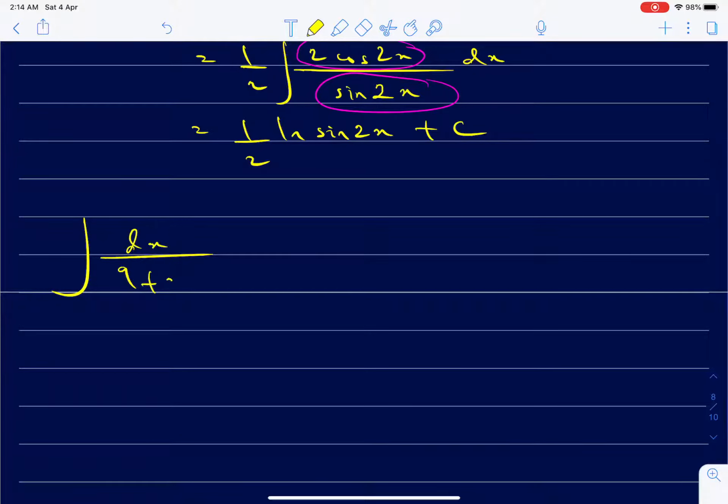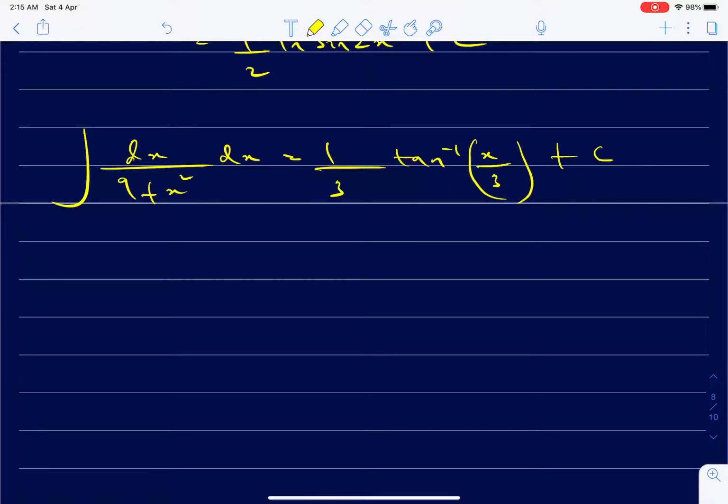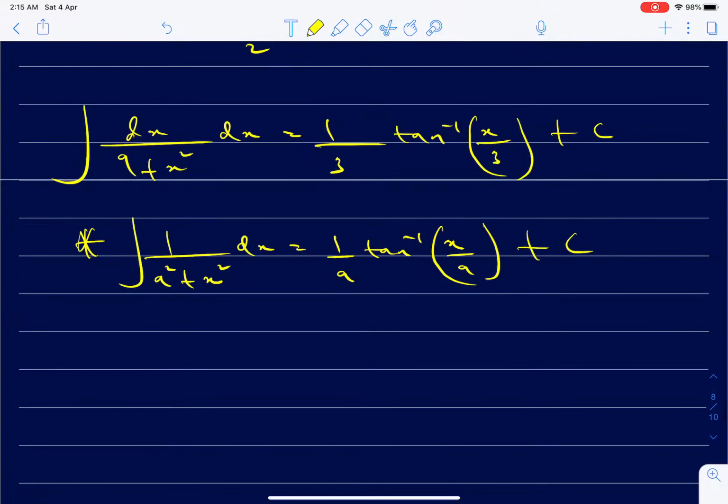Now to the next, evaluate the integral of dx divided by 9 plus x squared with respect to x. This is equal to 1 over 3 tan inverse of x over 3 plus c. Let me remind you of the standard: the integral of 1 over a squared plus x squared dx is the same as 1 over a multiplied by the tan inverse of x over a plus c. And in our question, a is 3.